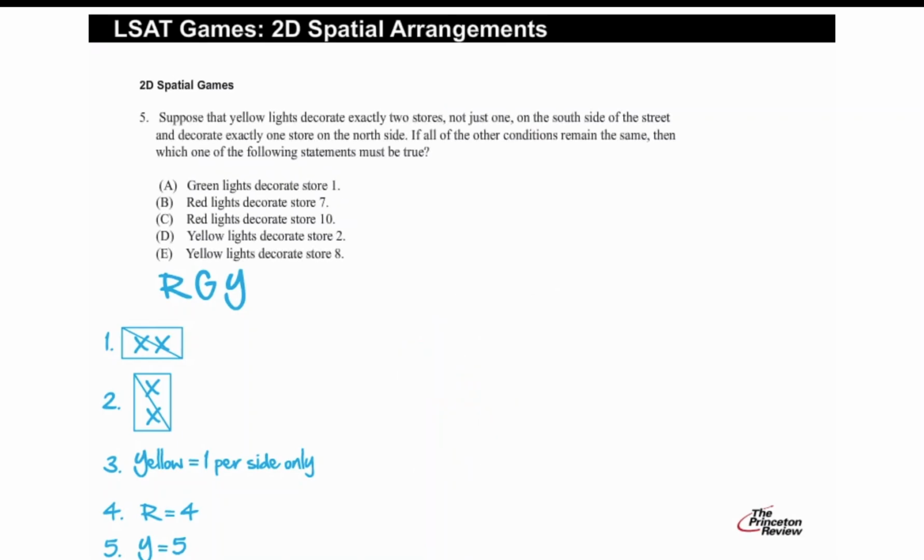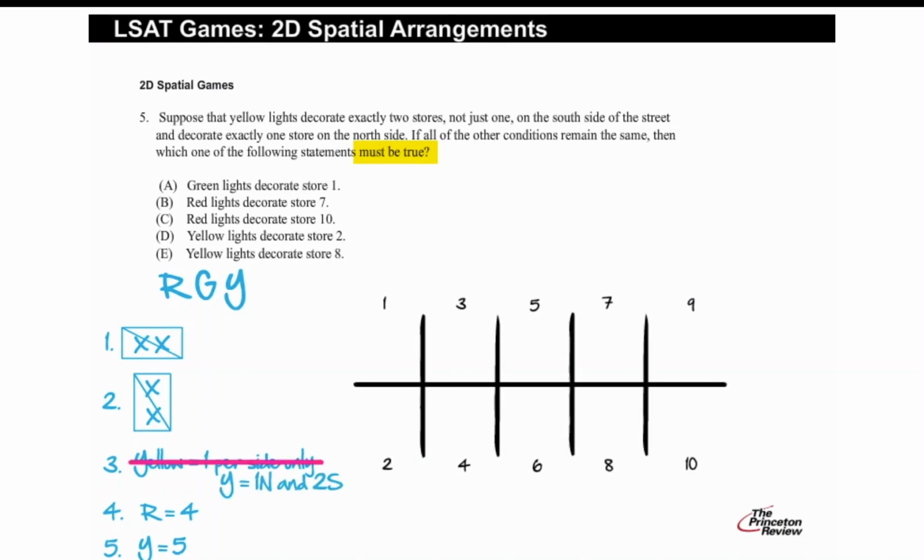Finally, let's work question 5, the complex question that changes the original conditions. The question asks, suppose that yellow lights decorate exactly 2 stores, not just 1, on the south side of the street, and decorate exactly 1 store on the north side. If all of the other conditions remain the same, then which of the following statements must be true? First, you need to symbolize the new information and cross off the rule that it replaces. Next, make new deductions, making sure to check if your existing deductions still apply.